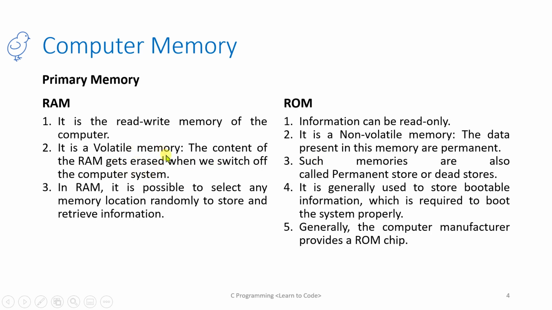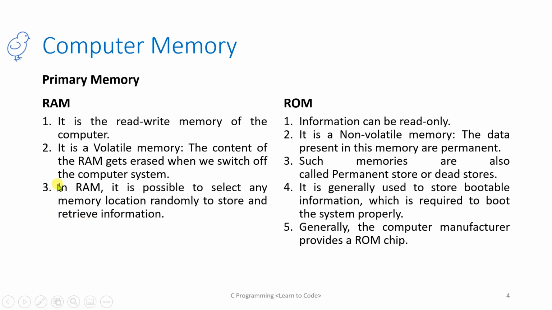So RAM is a volatile memory, and when you switch off the computer, the content of that memory gets deleted. But ROM is a non-volatile memory. The data present inside the ROM is permanent. It is developed by your system developer. He has written a program called the bootstrap loader program that will be stored inside the ROM, and that program should not be erased. That's why the ROM contains the information and it is non-volatile. Sometimes these memories are called permanent memories, or dead stores.